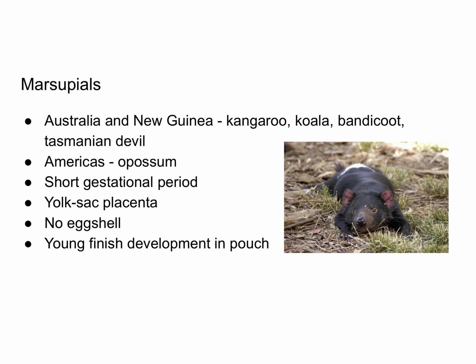Marsupials are also found in Australia and New Guinea, and they include examples such as kangaroos and wallabies, koalas, bandicoots, and Tasmanian devils, which is being shown in this picture right here. The Americas also have marsupials, but it's limited to the opossum. The defining characteristic of marsupials is that their young, or offspring, finish developing in a pouch. Think about a kangaroo, they've got the pouch.